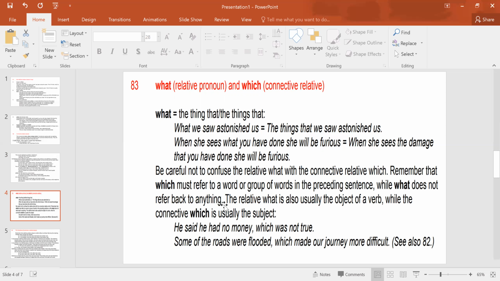The relative what is also usually the object of a verb, while the connective which is usually the subject. This is another difference: relative what is usually the object of a verb, while the connective which is usually the subject. You can see these two examples here. Here which is used as subject, and here what is used as object.